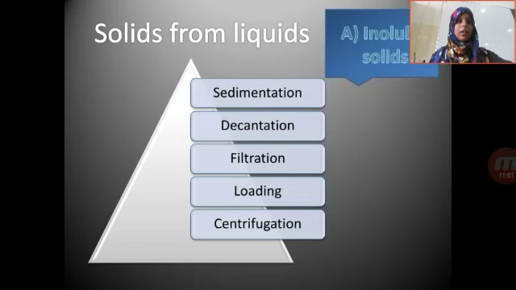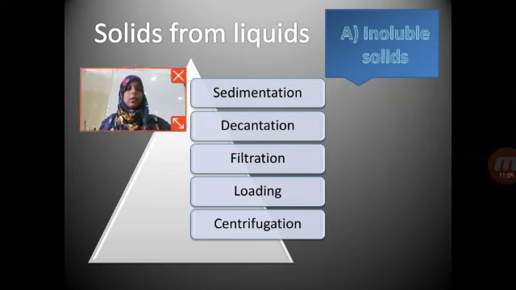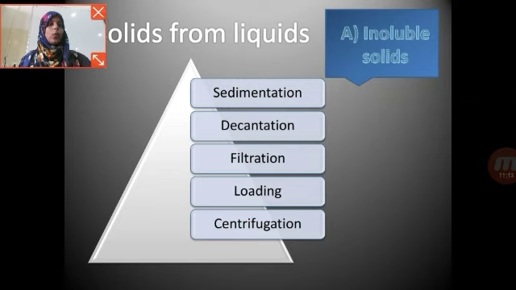Next we have solids from liquids. So, we saw the insoluble solids and the processes that we follow while separating solids from liquids are sedimentation, decantation, filtration, loading and centrifugation. Children, insoluble solids do not dissolve in liquid and can be separated by following these processes. So, let us see one by one what are these processes and what is done exactly in them.